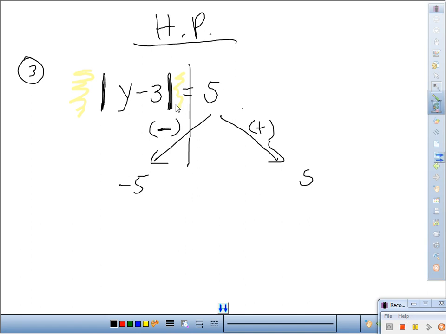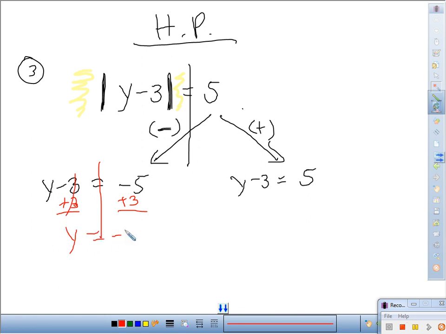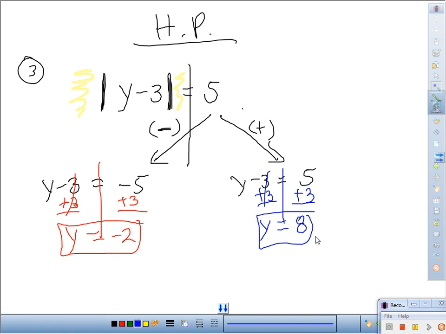Once you write that, then you write whatever is inside of the absolute value. y minus 3 equal to this, and y minus 3 equal to that. Now what do we have? Two equations. Don't we have two equations? And now we just solve. Here we go. Line down the equal sign, plus 3, y equals negative 2. I go to the other side. Plus 3, y equals positive 8. Are we there so far?